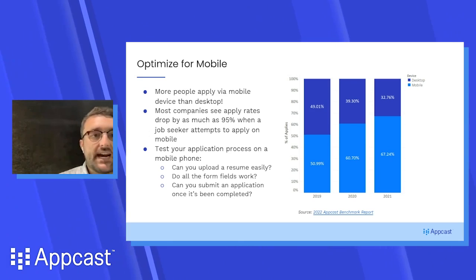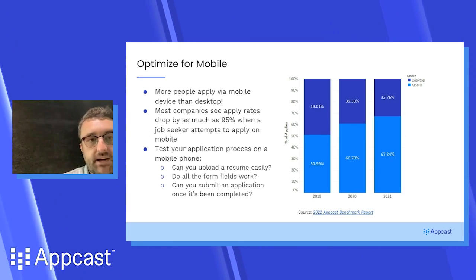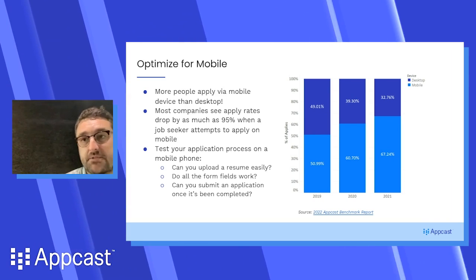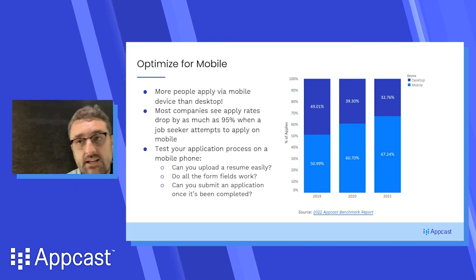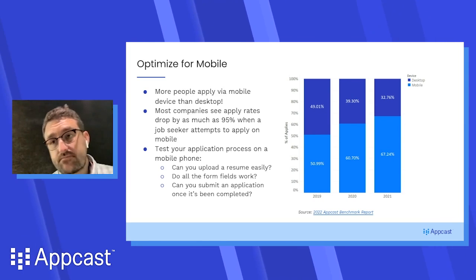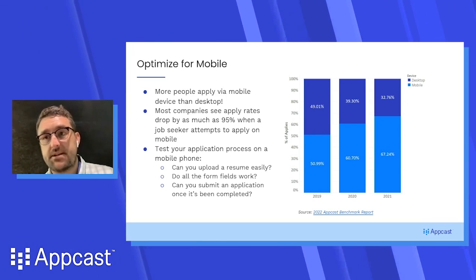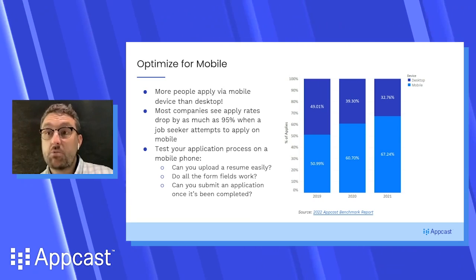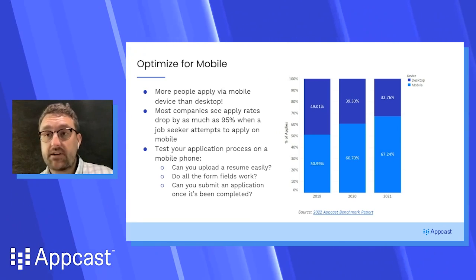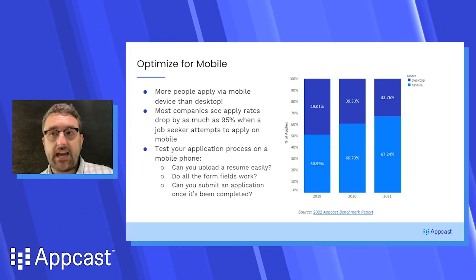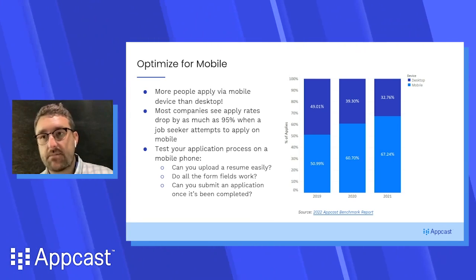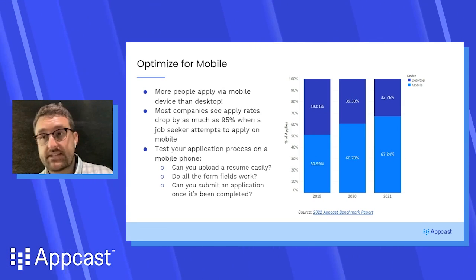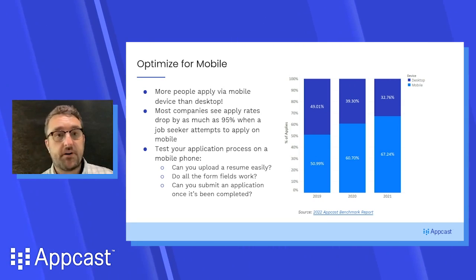So what we see in the data is that most companies see apply rates drop by as much as 95% when a job seeker attempts to apply on a mobile device. There's a lot of reasons for that. Oftentimes what we see when an applicant tracking system requires a login at the very, very start of the process, that produces 70% of drop off alone, just right there. So continue to test your apply process on a mobile phone.